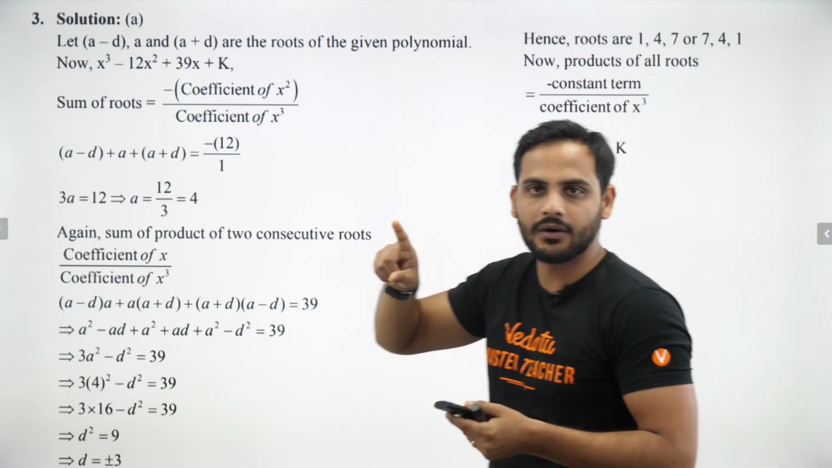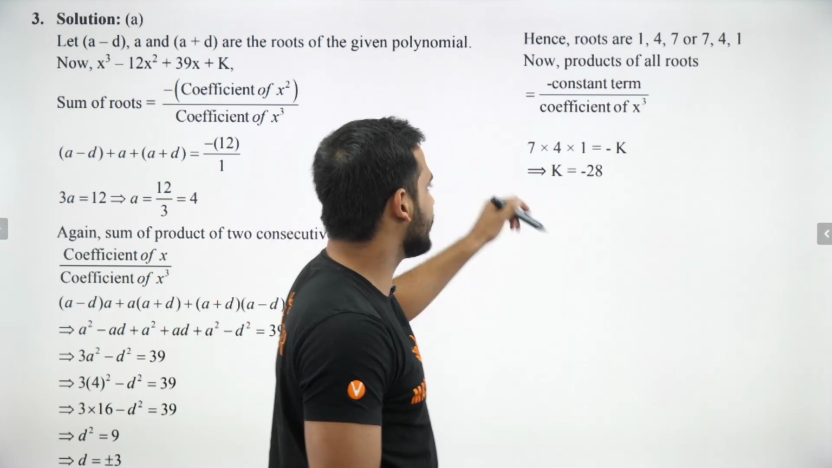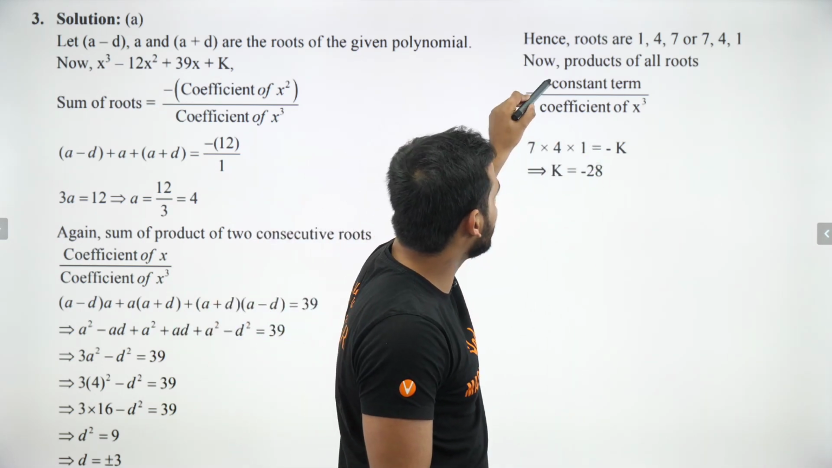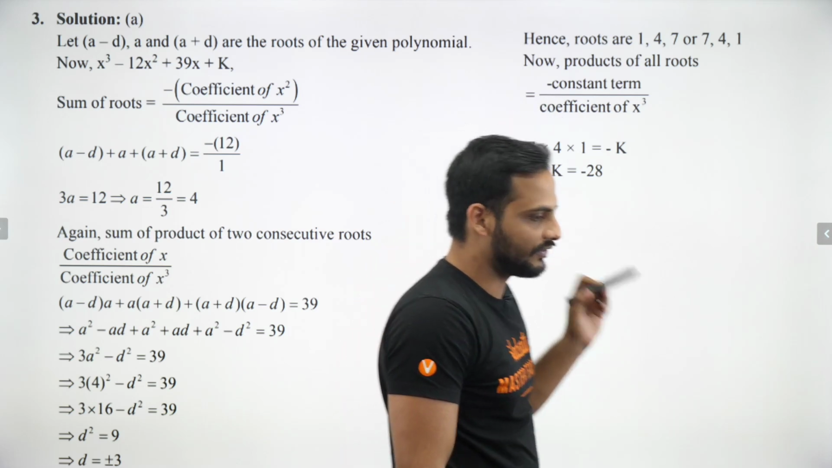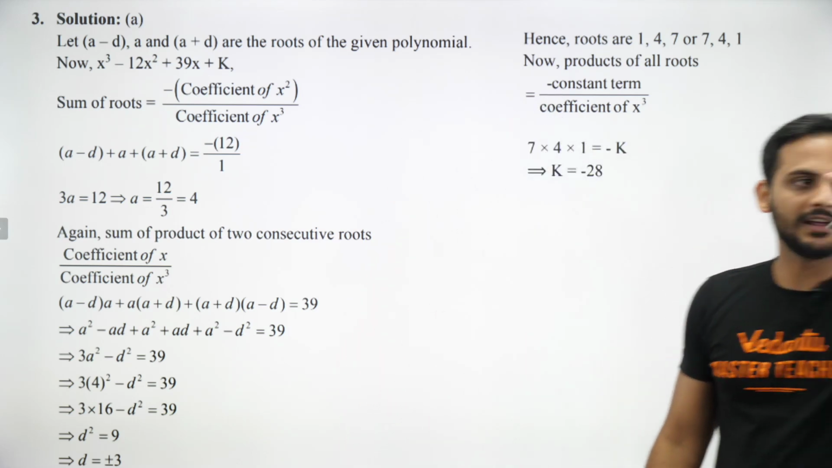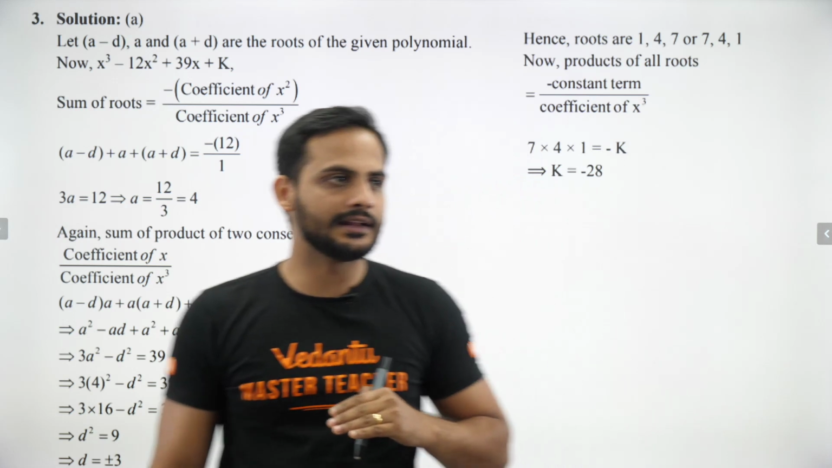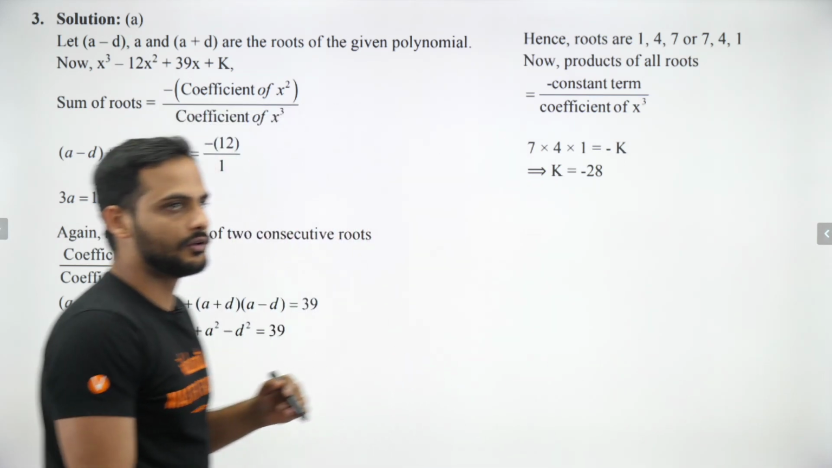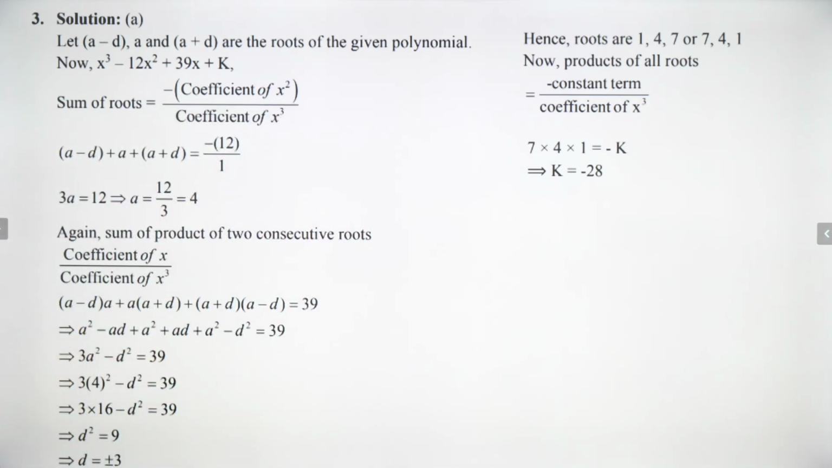What mistake have the kids made? Kids will make the mistake that k is equal to 28. They will read, remember, minus of constant term divided by coefficient of x cube. Okay? So plus minus alternate keeps coming. Okay? So I am showing you the solution one more time. Look carefully. Take a snapshot so that you can do it one more time.